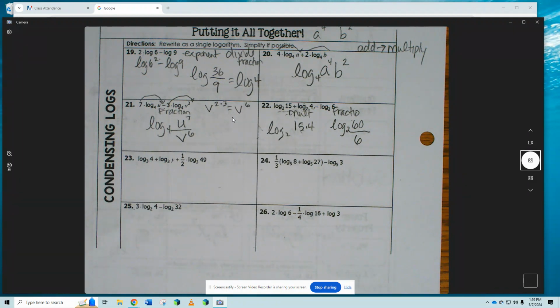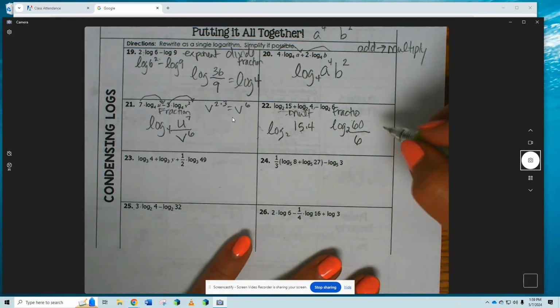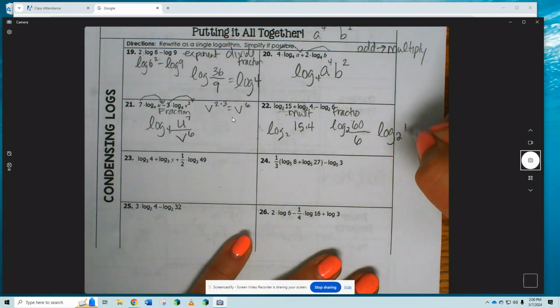Can you not reduce any further? Yeah, you can. I just want to give people time. You reduce when you can. You can do 60 over 6. Log base 2 of 10.